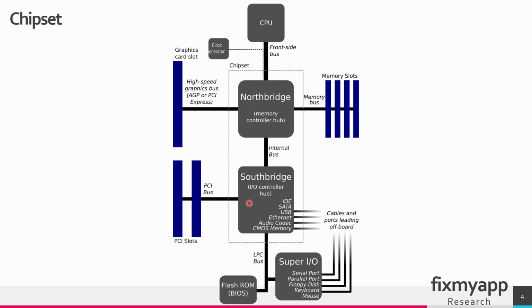The South Bridge was responsible for the slow speed connections, like the storage drives, USB ports, audio and network interfaces. This two-part system, the North Bridge and the South Bridge, helped balance the data flow, with the North Bridge handling the high-speed connections and the South Bridge handling the low-speed connections.